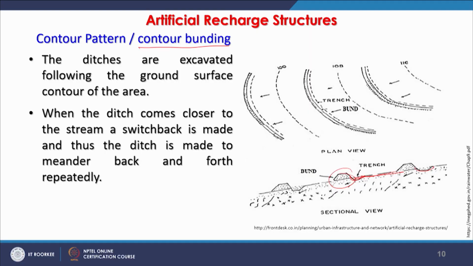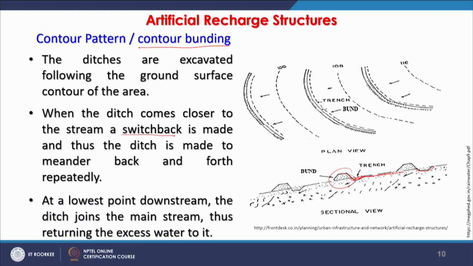So, for contour pattern or contour bunding, ditches are excavated following the ground surface contour of the area. That means, if you measure the level along the ditch, you would find that it is horizontal. So, when the ditch comes closer to the stream, a switchback is made, and thus the ditch is made to meander back and forth repeatedly. So, this kind of switchback can be done, and then this bunding goes back.